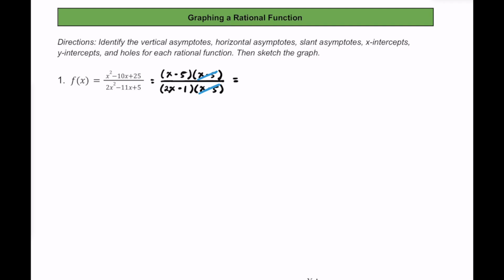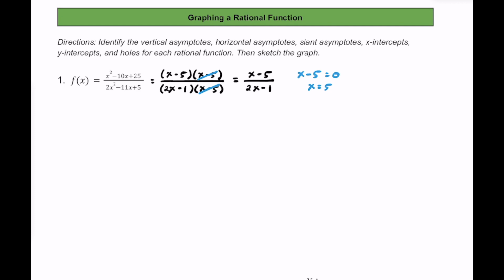So on top, we're going to be left with this x minus 5. That's going to be our expression in the numerator. And in the denominator, we have this 2x minus 1. Now, it's important to know that this canceled out, so it's missing from our function now, but that means that there was a hole located if you just set that expression equal to 0. So if you set x minus 5 equal to 0, add 5 to both sides, we now know that at x equals 5, there is going to be a hole for this function.